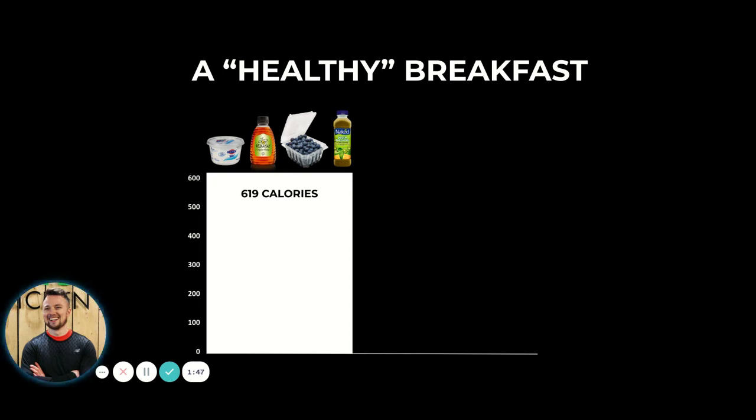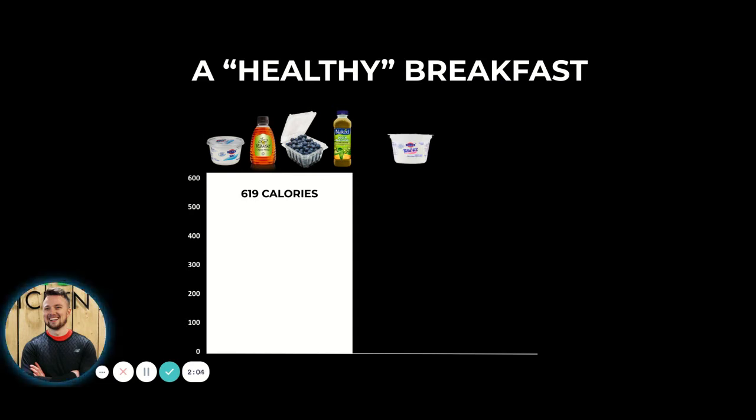So let's take a look at how calorie density can actually affect a meal. So we're going to take a look at a healthy breakfast. On the left-hand side, we've got some yogurt, some honey, some blueberries, and a Naked green drink. So that comes with about 619 calories.